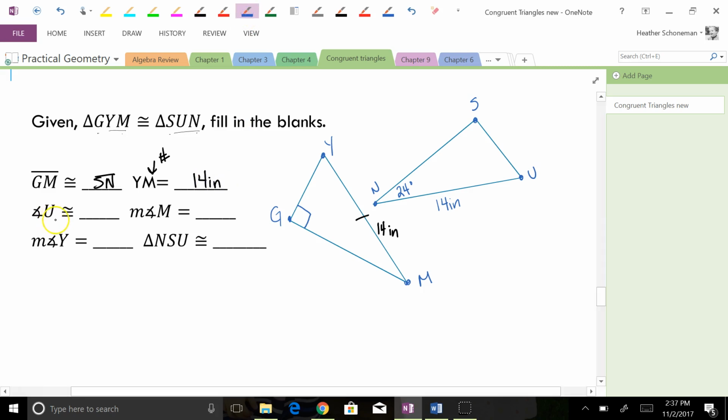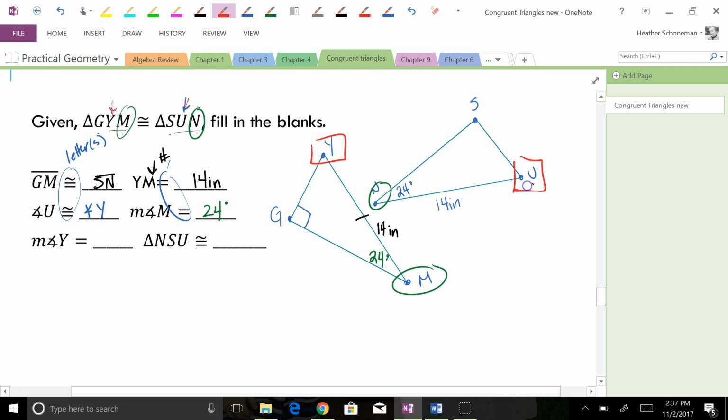Okay, now they want angle U is congruent to. When there's a congruent sign, they're looking for letters. The equal sign means they're looking for a number. Okay, congruent. Well, U is in the middle, so U has got to match with angle Y. Now they want the measure of angle M. Well, here's M. M is last, so M matches with N. N is 24, so this is 24 degrees. You can write that on the picture so you have it as a reference. Y, they want Y. Well, Y, we know, matches with U. Oh, we don't know either one of those.